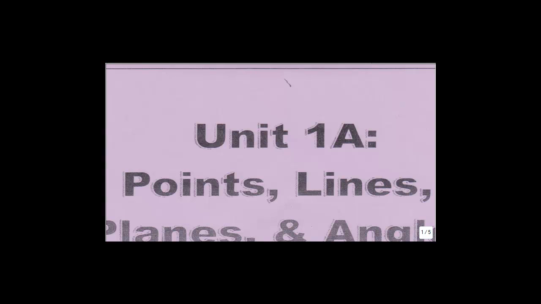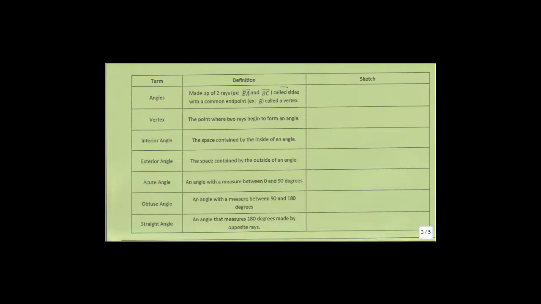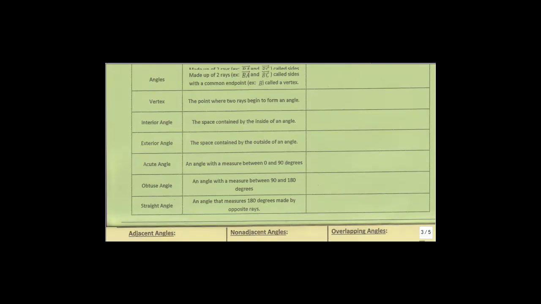We're going to work on flaps 2 and 3 of your foldable today. They're going to cover angle basics and special angle pairs. So first go to your angle basics flap. It will be green on top and I believe, yeah, yellow on bottom.